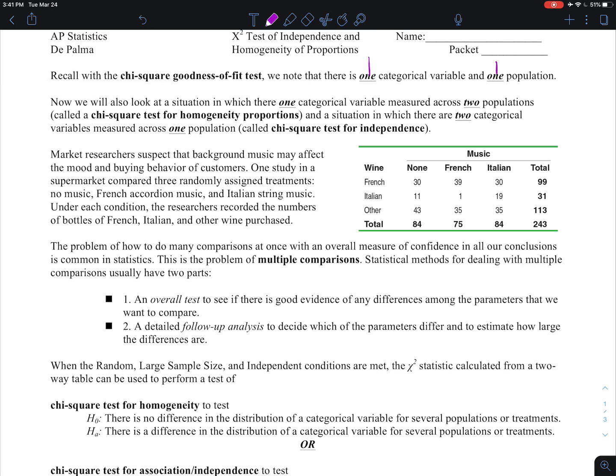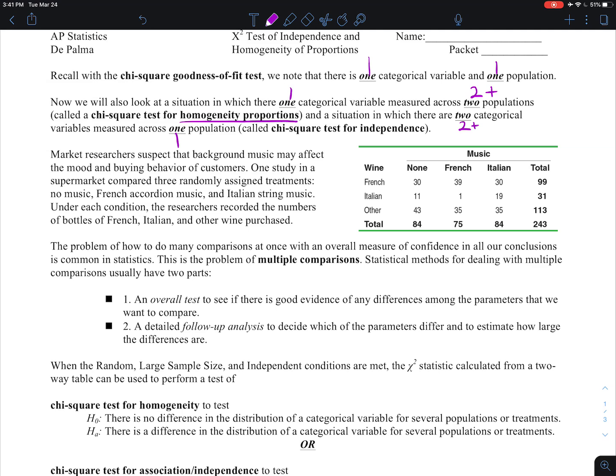So the two situations we need to consider are when we have one categorical variable measured across two or more, really, populations. And that's going to be the homogeneity of proportions test. We're looking to see for a particular categorical variable, are the proportions of success the same for all groups? The other test is going to be when we have two categorical variables, I guess it could be more, but we'll say two, across one population, and we're looking to see, are the two categorical variables independent of one another?